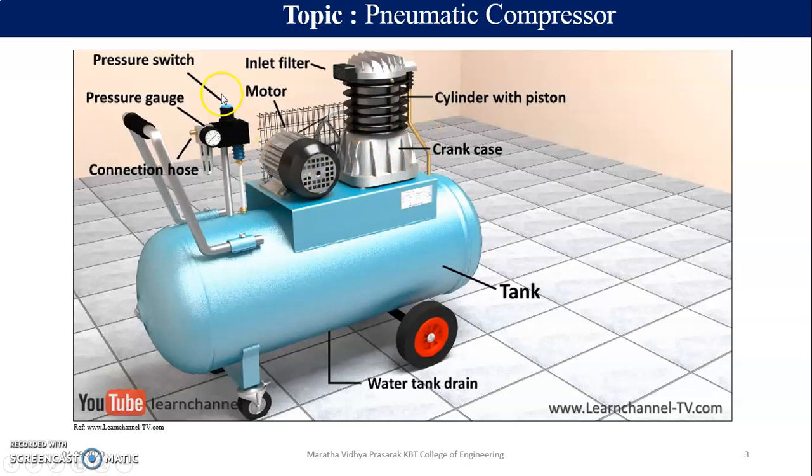Then we have a pressure switch. If a set pressure is provided, for example after 4 bar pressure the motor has to shut down immediately, this pressure switch takes care of it. The pressure gauge is just for indicating how much pressure is there in the tank. This is just brief because we have already discussed it in our second topic.